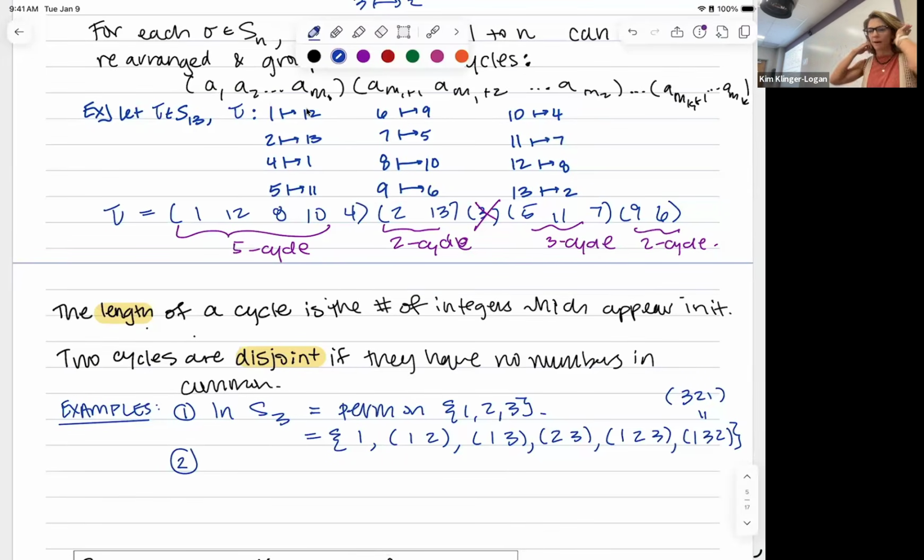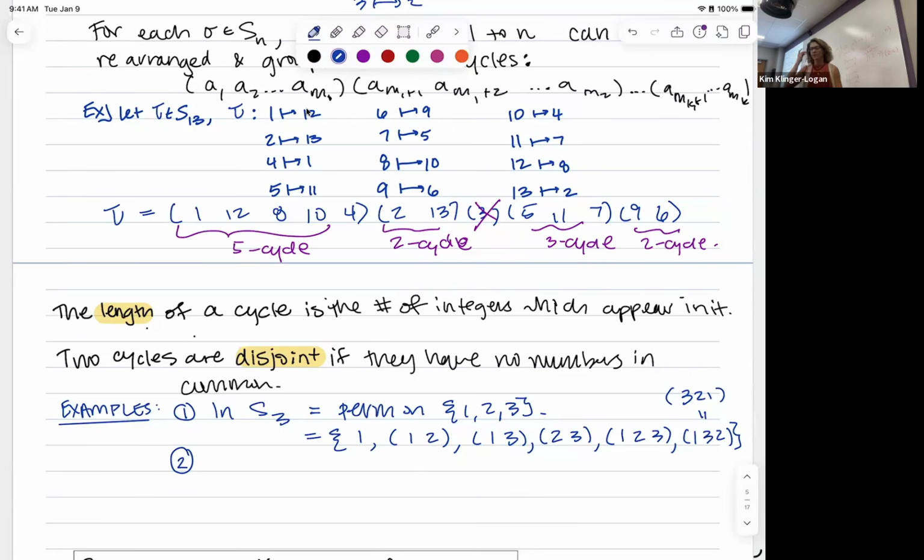But where are my cycles not disjoint? Well, maybe what I could do, when I look at S3, how do I make a new element? S3 is a group, right? So that means I should be able to compose multiple cycles, two cycles, and I should be able to get another element in S3, right?